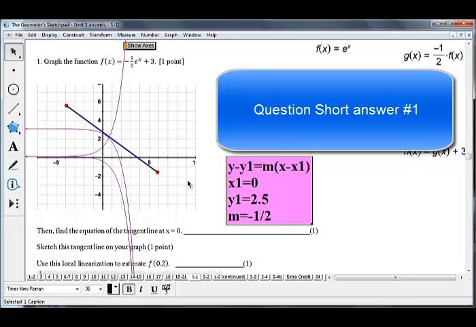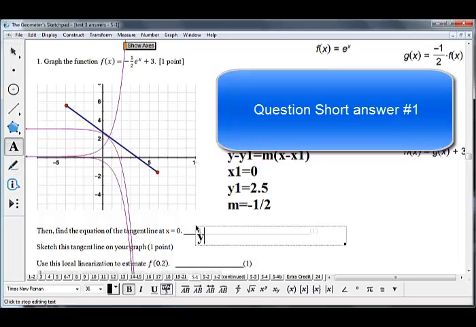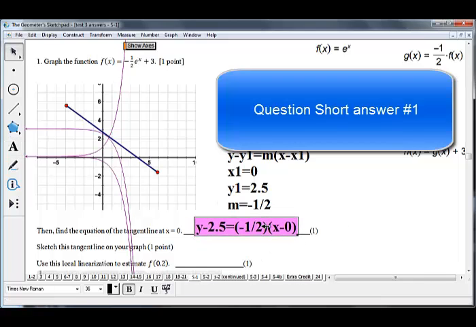So for the equation of the tangent line, we just want to put those points in, and we're going to get y minus 2.5 is equal to negative 1/2 times the quantity x minus 0, or y equals negative 1/2 x. Oopsie, that should be a 0 there. That should be negative 1/2 x plus 2.5. So that's the answer for that question. Now sketch this tangent line on your graph. I already did that. You should have something that looks like that.